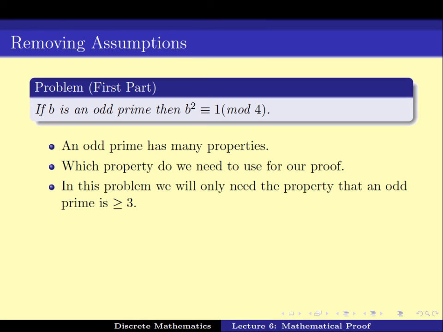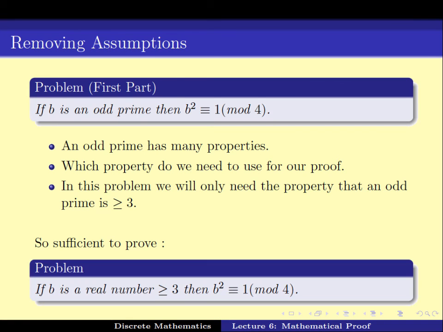Now in this problem, it so happens that we only need the property that an odd prime is bigger than or equal to 3. We don't need any other thing. We don't need a property of prime at all other than the fact that it is bigger than or equal to 3. So thus, this first part is as good as, or it is sufficient to prove that if B is a real number greater than or equal to 3, then B square is congruent to 1 mod 4.